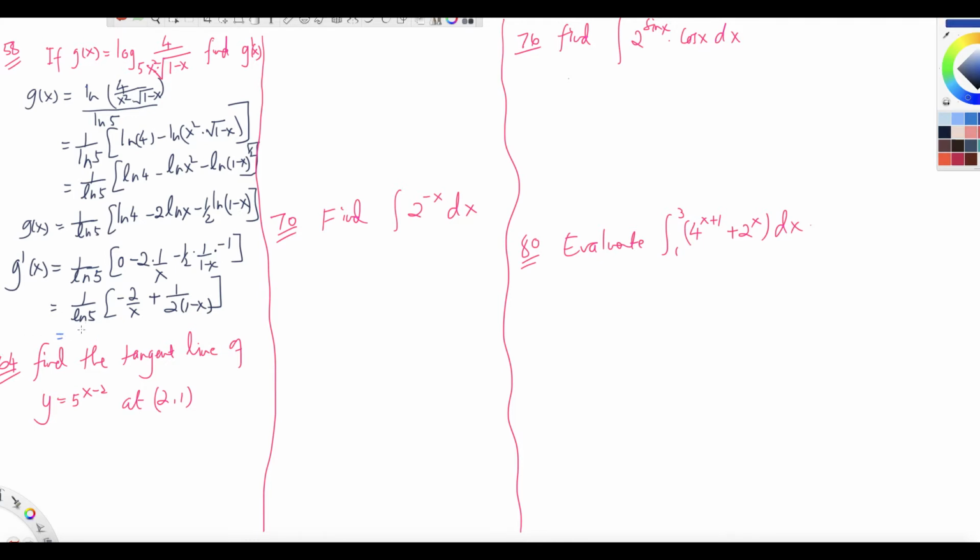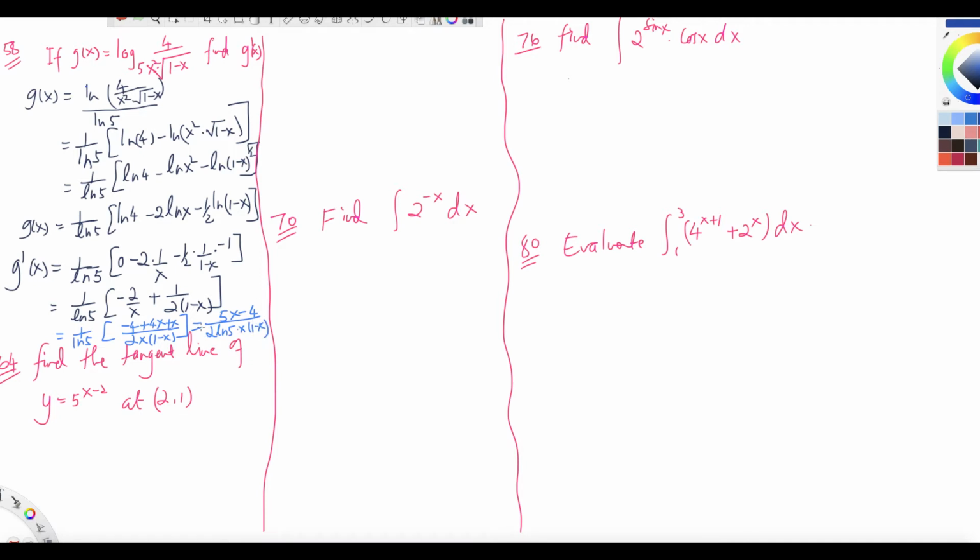So 1 over ln 5 is there. You just write down 2x times 1 minus x as the common denominator, and then you do the cross multiplication. Negative 2 times 2 times 1 is negative 4. Negative 2 times 2 times negative x is plus 4x, and there is plus x. You see that? So 4x plus x is 5x, minus 4. So 5x minus 4 over 2 ln 5 times x times 1 minus x. You can write the final answer in that format.